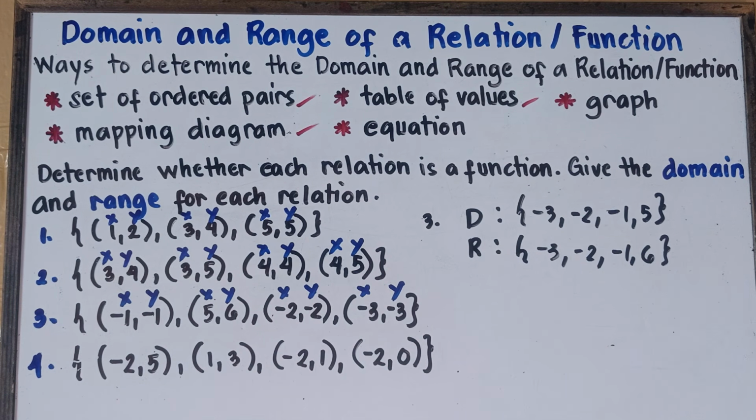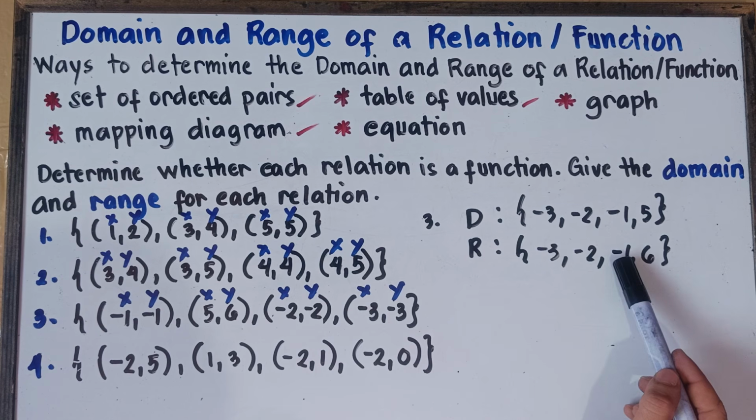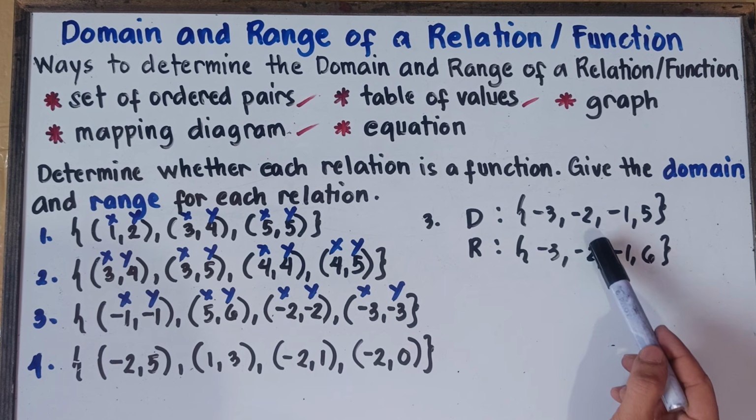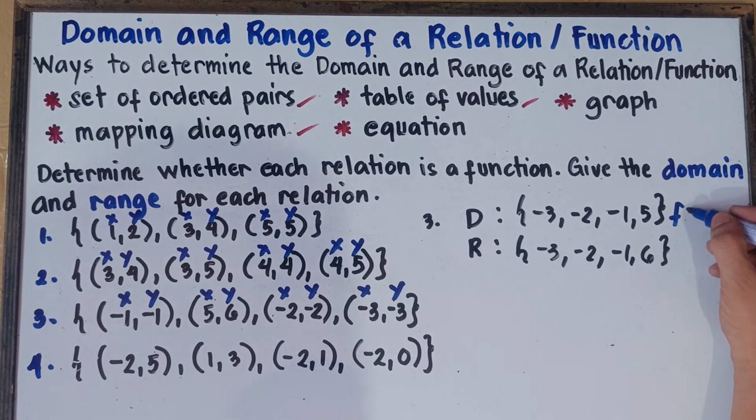Now question, class, is this a function or not a function? That's correct. This will be a function because the x value is not repeating, right? As you can see, we have negative 1, 5, negative 2, negative 3. One input corresponds to exactly one output. So negative 1 and then 1, 5 and then 6, negative 2 and then 2, negative 3 and then negative 3. Therefore, this will be a function. So function for number 3.